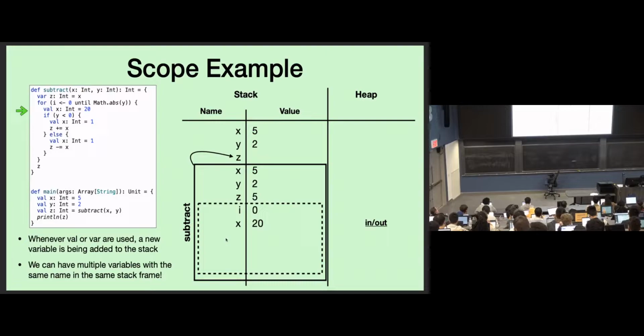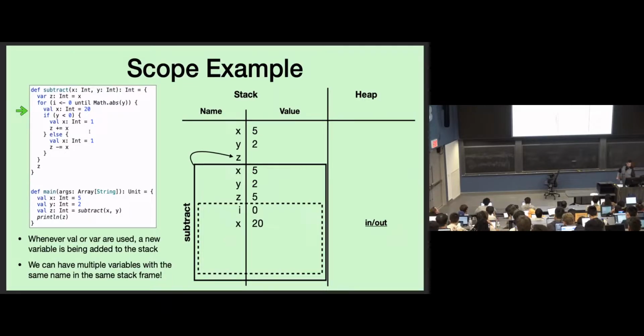And this is valid code, by the way. I'm not pulling a fast one or anything. You can run this code. It's in the repo, and it compiles and runs. I claim it does actually return 3, but we'll see that through the execution. So this is valid code. You can have multiple variables with the same name as long as they're not declared inside the same code block.